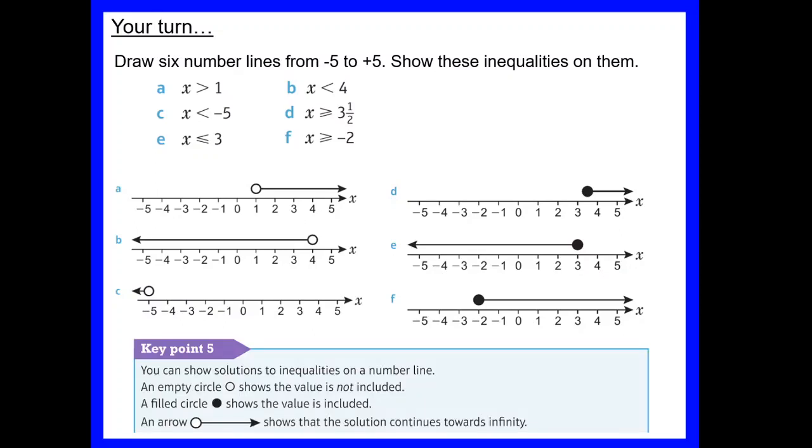Okay, so our key point there then, make a note of these key points, remember, in your book, they are important. So an empty circle shows the values not included, a filled in circle shows the value is included, and the arrow shows the direction of the values towards infinity, so showing us that it could be any value in that direction.